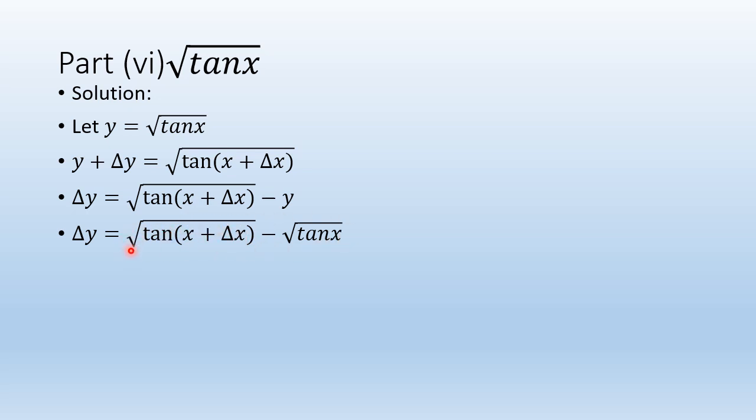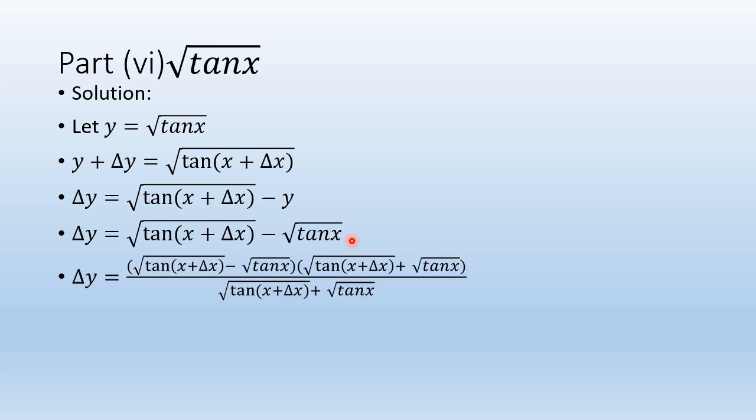That is, we are going to multiply it with under root tan x plus del x plus under root tan x. We are going to multiply with it and divide with it. Here it is. You can see I have multiplied and divided by under root tan x plus del x plus under root tan x. Now what will happen? These two when multiplied are going to give me a minus b into a plus b, that is a square minus b square. That means under root tan x plus del x whole square minus under root tan x whole square. Root and square will cancel each other and we will get this expression.